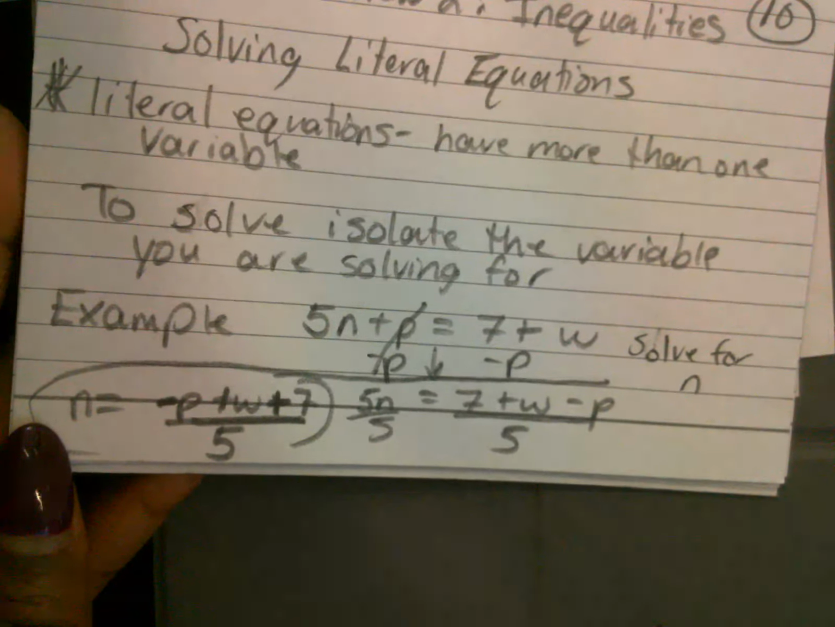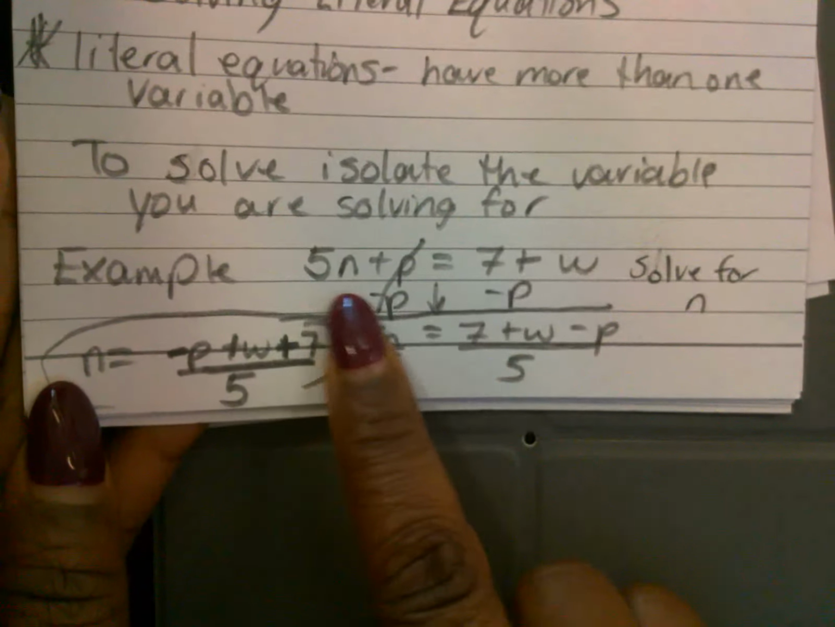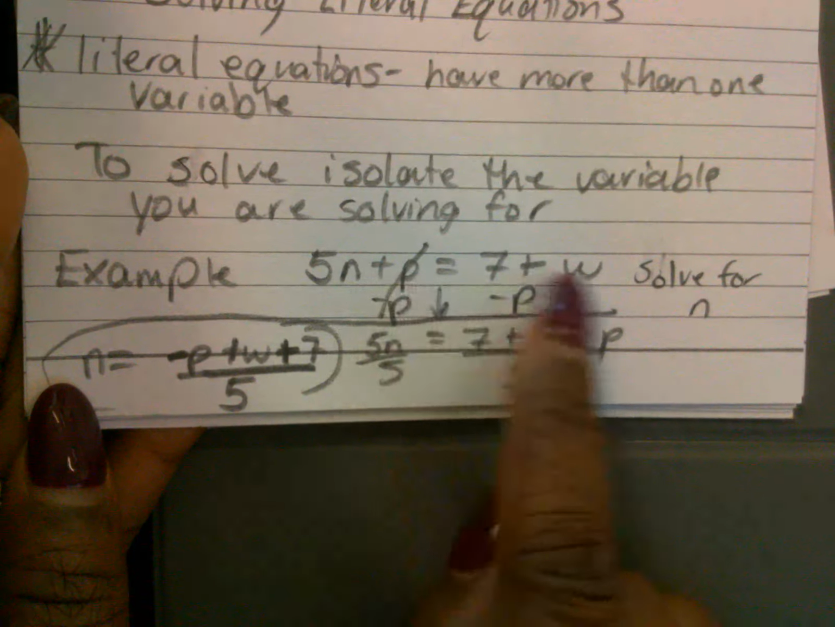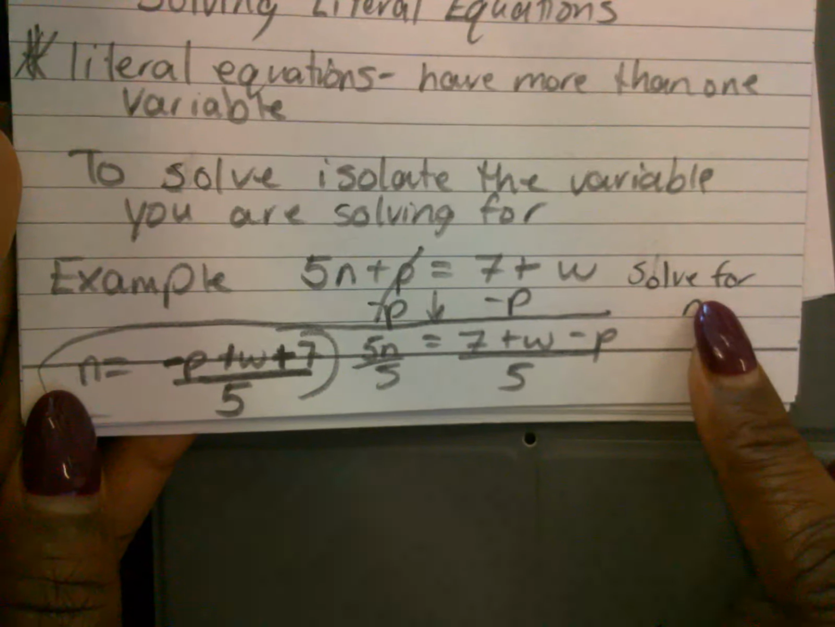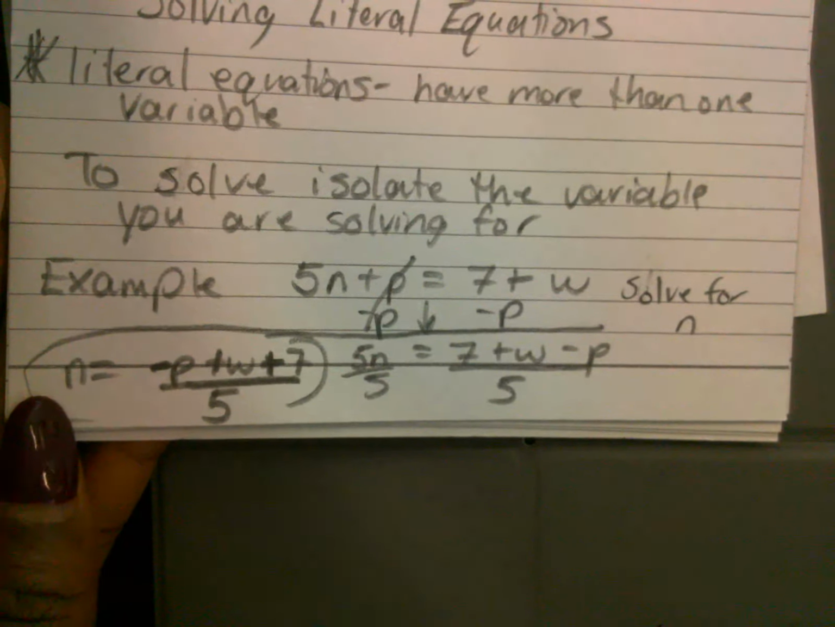You're not going to get a single answer as your answer. You're going to get an expression. So in this, I notice I have tons of variables. If I'm solving for n, just get n by itself by using inverse operations. Any questions?